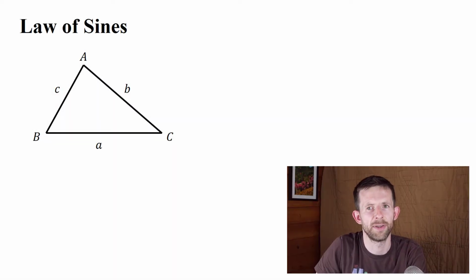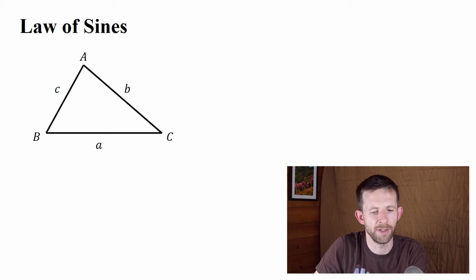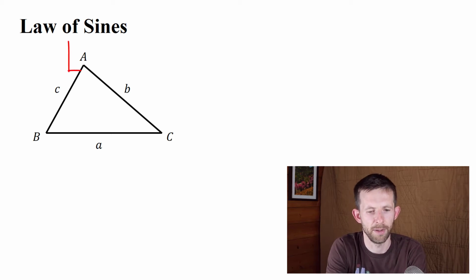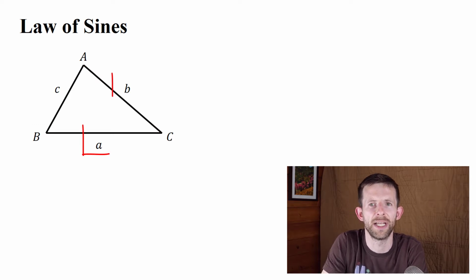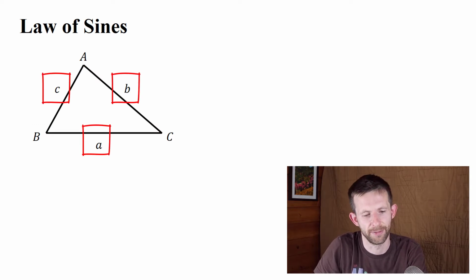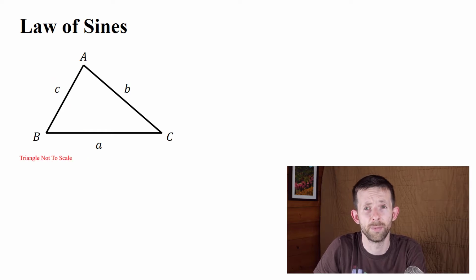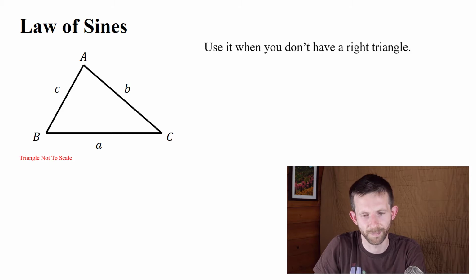In this video, we're going to talk about the law of sines. I'm given a triangle ABC. The capital letters denote the measures of the angles, and the lowercase letters denote the side lengths. As with all the other triangles we're going to look at, this one is not drawn to scale.